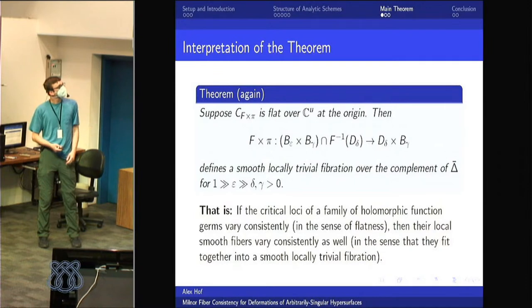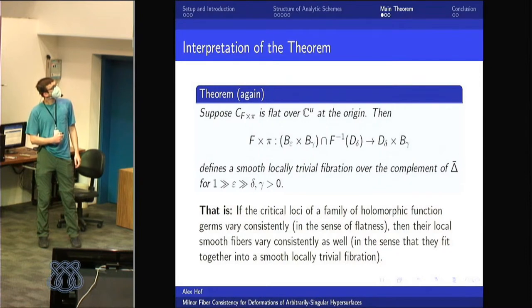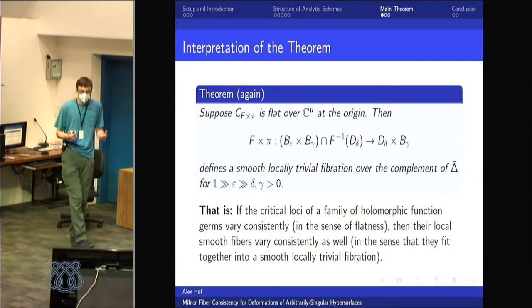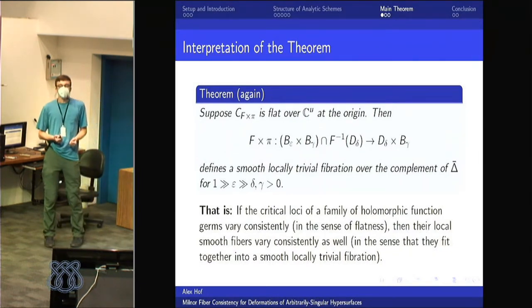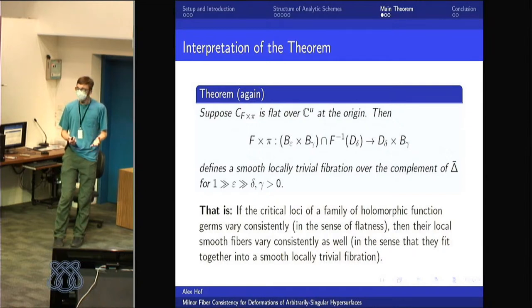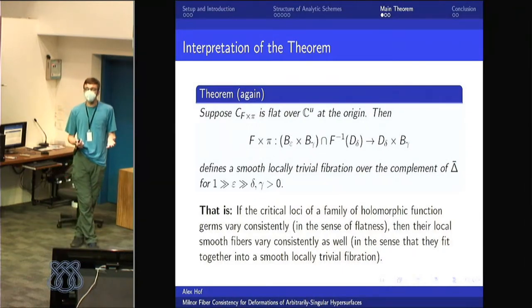And then, okay, let me remind you of this theorem again. What this is saying is really that if we have this family of functions and the critical loci are varying consistently in the sense given by flatness, if they're consistent as schemes, then the smooth fibers vary consistently as well. So this is a win for our idea that the scheme structure of the critical locus should control the homological structure of the smooth fiber.